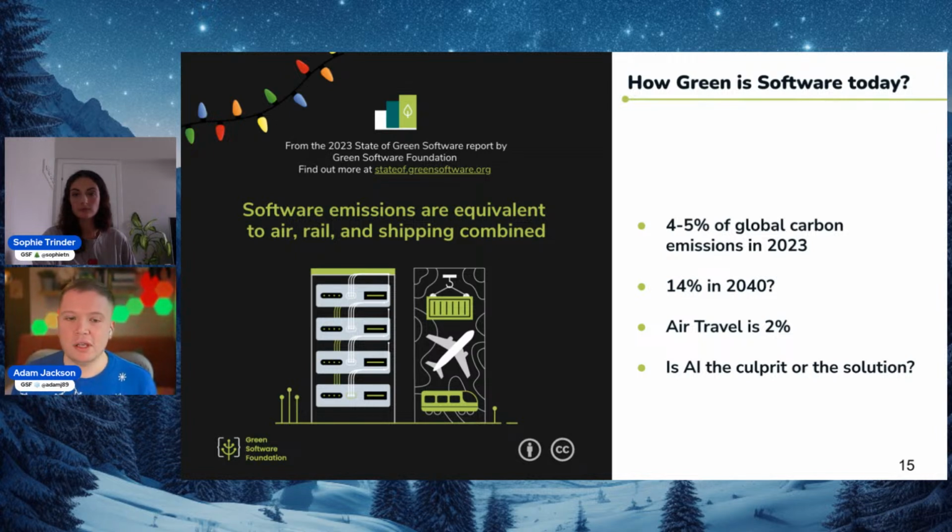And air travel is 2% today. Now, air travel, quite rightly, is very heavily scrutinized for its impact on carbon emissions and other pollutants. But if I told you that software could reach 14% of global carbon emissions by 2040, that is a big number. And we're just talking about carbon here. We're not talking about the usage of water. We're not talking about other pollutants as well here.